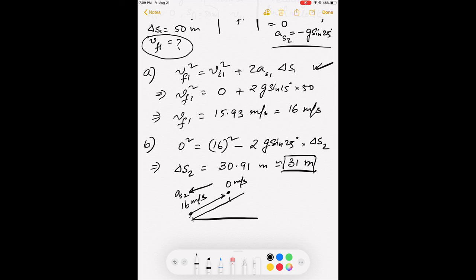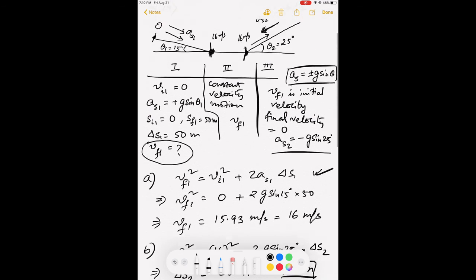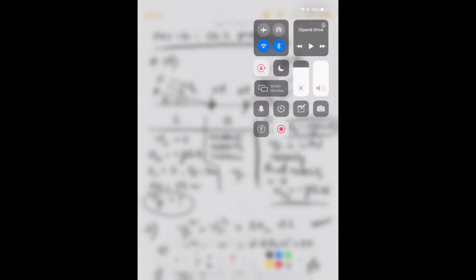And then eventually she will, of course, roll back if there is no other force or no other source of acceleration that can sustain her motion. So that's problem number 29. I'm going to stop here and then we will come back with another problem video.